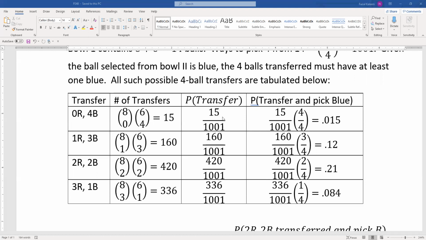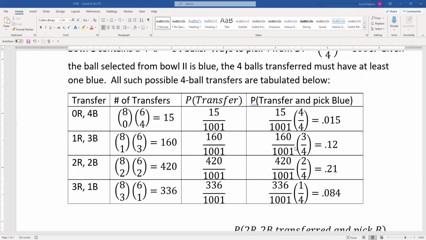So for example, in this one, the probability of this transfer is 15 over 1001. And then the probability of picking a blue after this transfer is 4 out of 4, because this transfer had all the 4 as blue balls. So the probability of picking a blue ball after the transfer is just 4 out of 4.